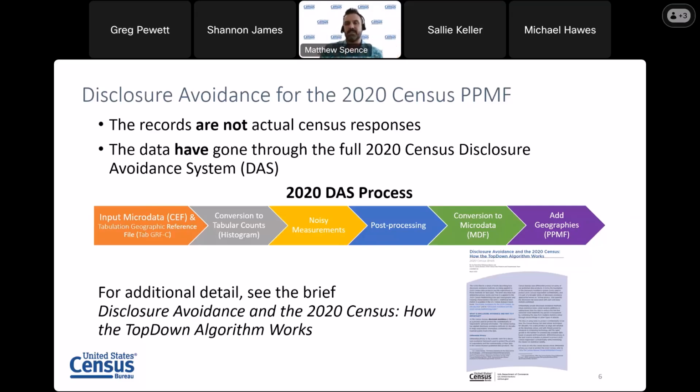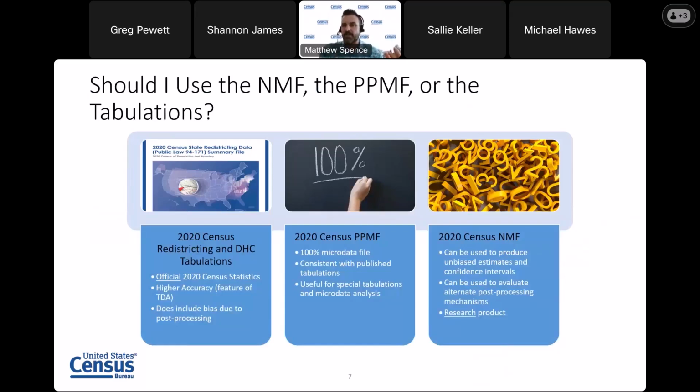Is it consistent with the tabulations? What are these noisy measurements? And so really you can think of three main items I'm talking about today, three main data products. The first one on the far left are the official 2020 census redistricting and DHC tabulations. Those are available. Those were released a few years ago, and those are the official, underlined, 2020 census statistics.